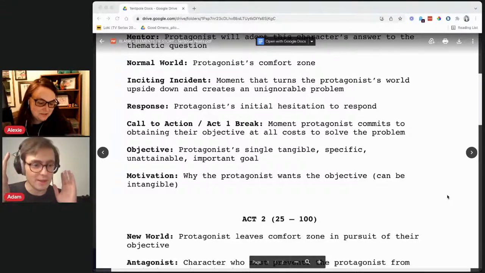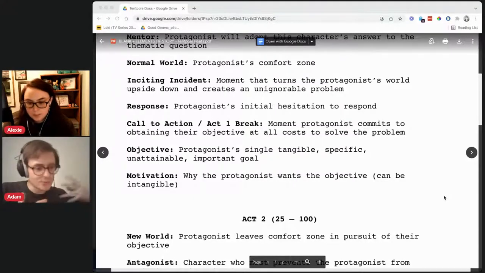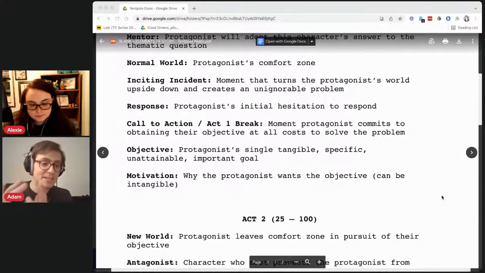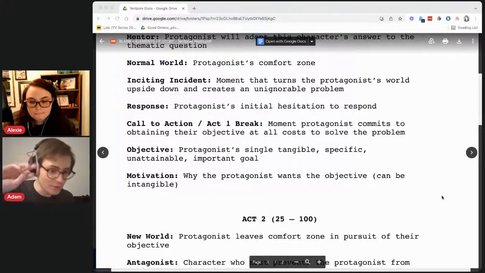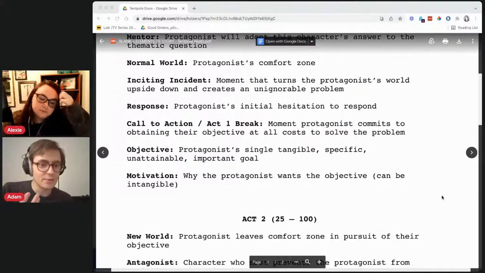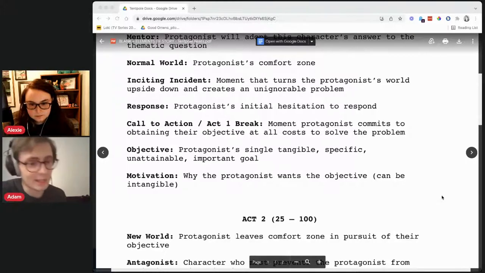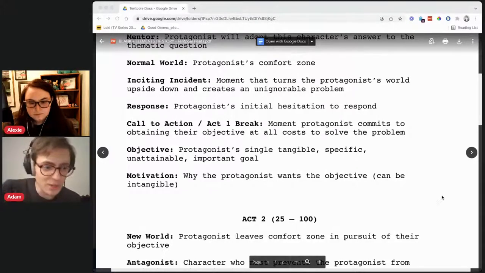So you've got the normal world status quo, and the inciting incident disrupts the status quo and forces flawed protagonists into action. Because of that instability, they are forced to make a choice to commit to this objective. And the objective is usually a reaction to the repercussions of the inciting incident.